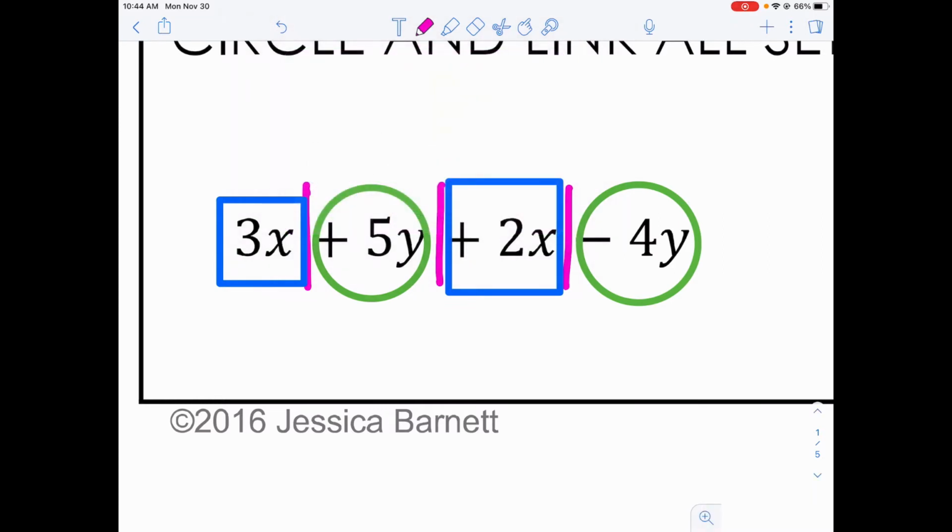Now the last thing to do is to link the like terms. So the terms that are in the same boxes, we have already said that they are like terms, so I'm just going to link them together. So 3x and a positive 2x are like terms because they have the same variable and that variable has the same exponent. And a positive 5y and a negative 4y are also like terms because they both also have the same variable and the same exponents.